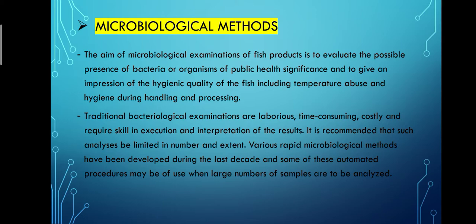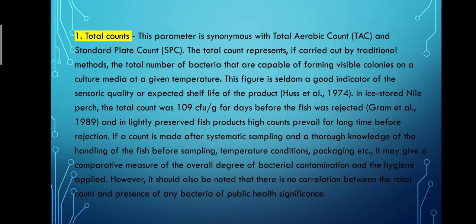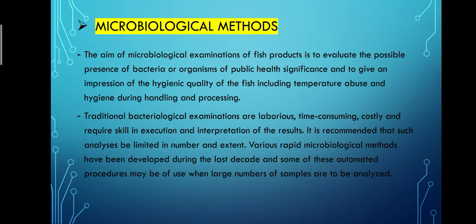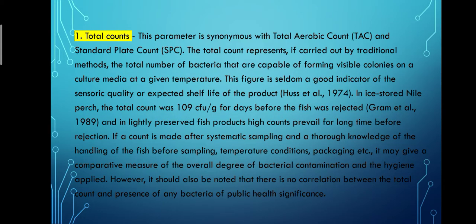Various rapid microbiological methods have been developed during the last decade, and some of these automated procedures may be of use when large numbers of samples are to be analyzed. So, in microbiological methods, we have first the total counts. This parameter is synonymous with total aerobic count and standard plate count. The total count represents, if carried out by traditional methods, the total number of bacteria that are capable of forming visible colonies on a culture media at a given temperature.